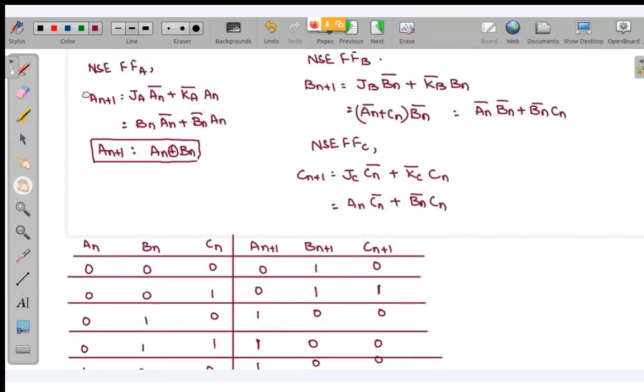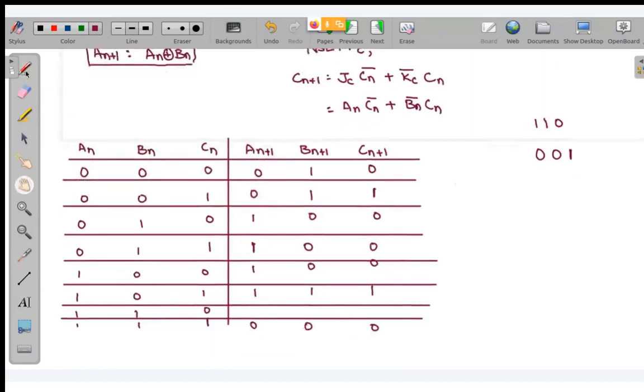For 6, 6 is 110. So this will be 0. Over here, this is 0, 0 from 6, and this will be An 0. 1 0, so this will be 1. So 0 1 1. Okay, fine.